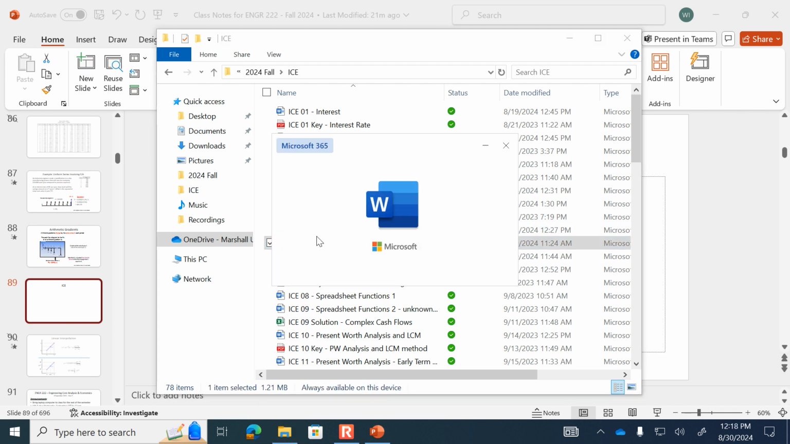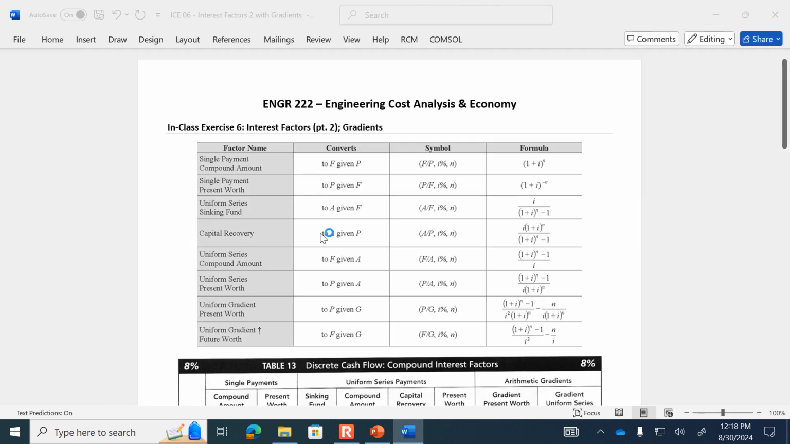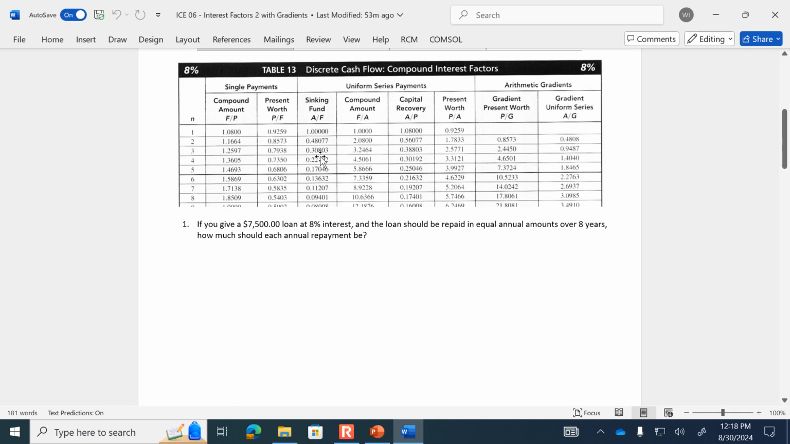The first problem is just to warm you up a little bit, and then problems 2 and 3 are dealing with gradients.